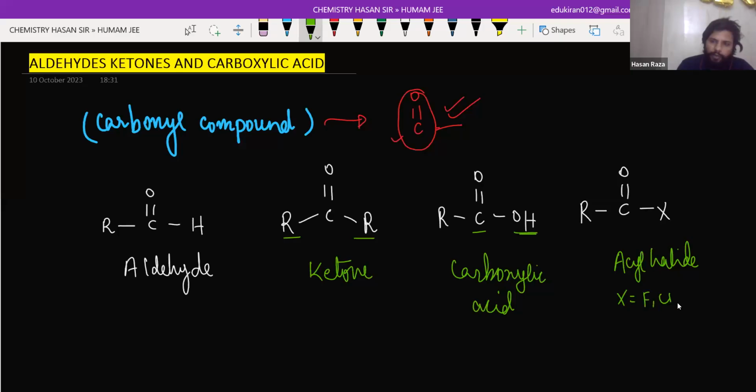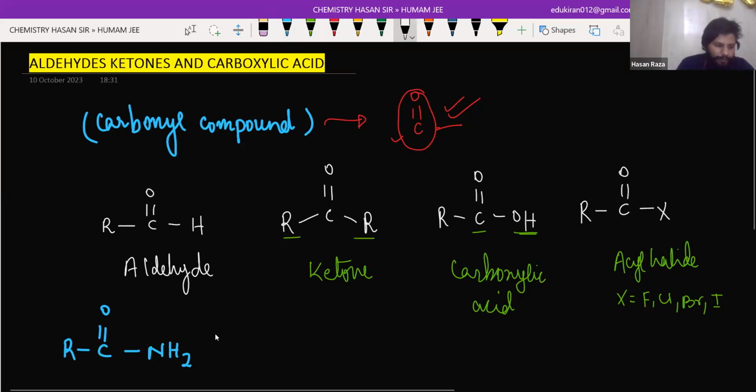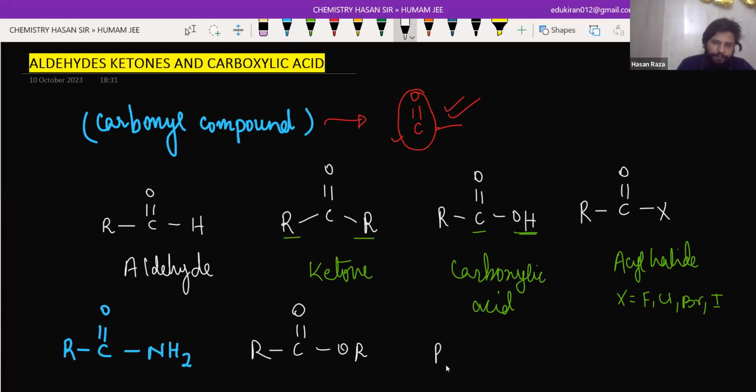Fluorine, chlorine, bromine, iodine. Okay, we have another carbonyl compound, let's say RC double bond O and then NH2. Can you tell me which functional group this is, Austin?